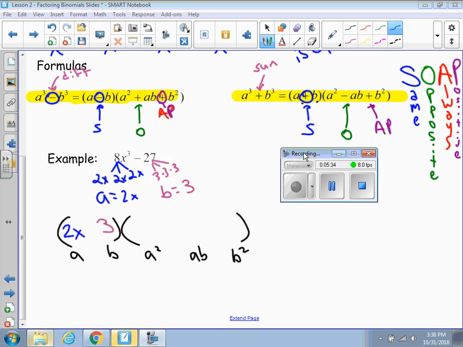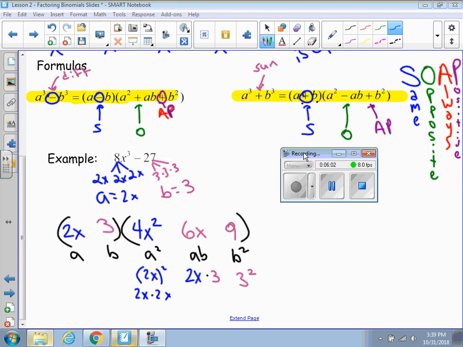Now, a squared is really 2x whole quantity squared, or 2x times 2x, which gets you a total of 4x squared. A times b is taking the 2x and multiplying it by the b value of 3, and 2x times 3 gets you 6x. B squared is taking 3 and squaring it, and 3 times 3 is 9.